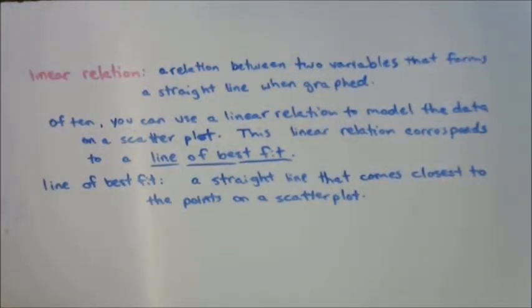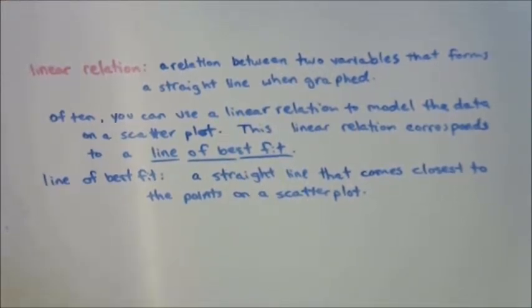One of the rules for drawing a line of best fit by hand is that once you draw it, it should go through as many points as possible, and it should have equal number of points above the line as below the line. Kind of makes sense, right? That's an easy way to help us draw it by hand. Okay.